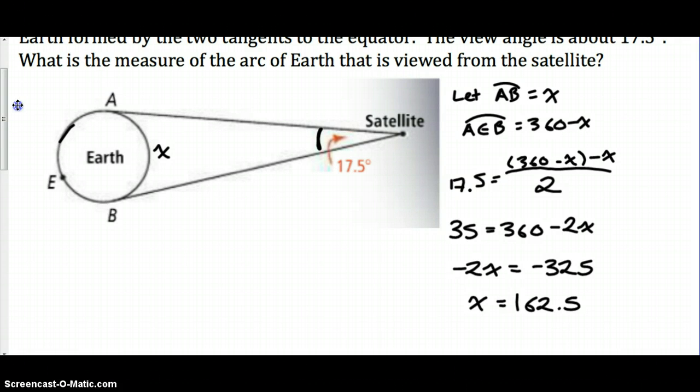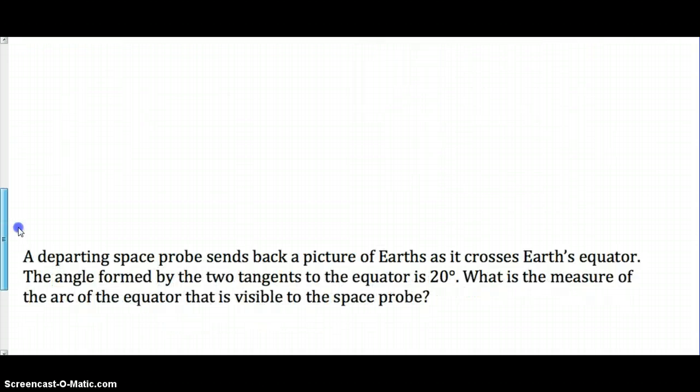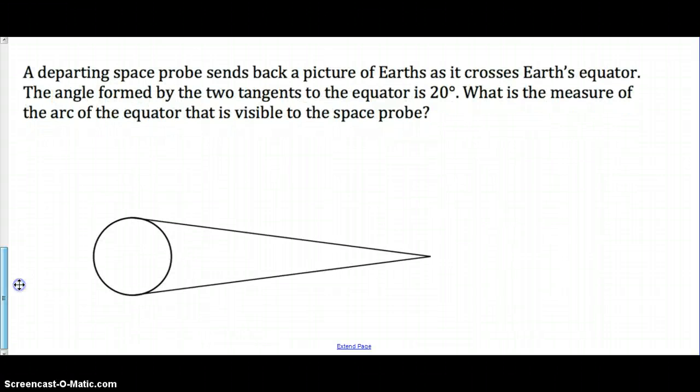Let's try just another one very quickly. So a departing space probe sends back a picture of Earth as it crosses Earth's equator. The angle formed by the two tangents to the equator is 20 degrees. What is the measure of the arc of the equator that is visible to the space probe? This is actually a very similar question to the last one that we did. Instead of the angle being 17.5 degrees, we're just going to replace it with 20.